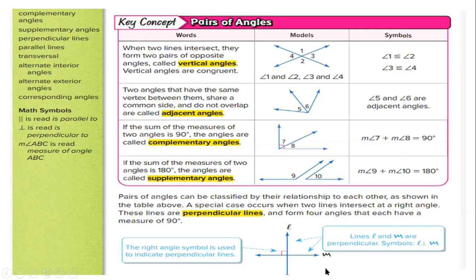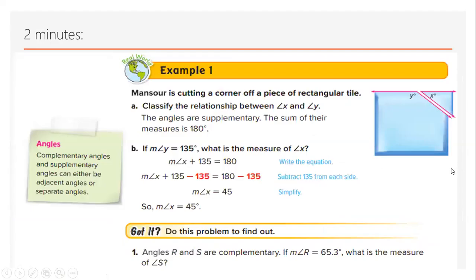Line L and line M are perpendicular if the angle between them is 90 degrees. Let's take an example.